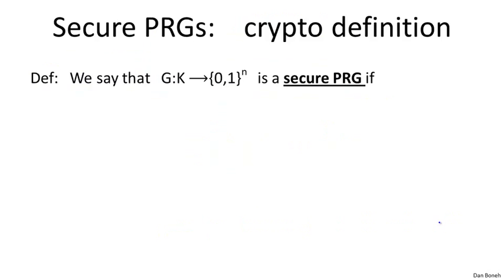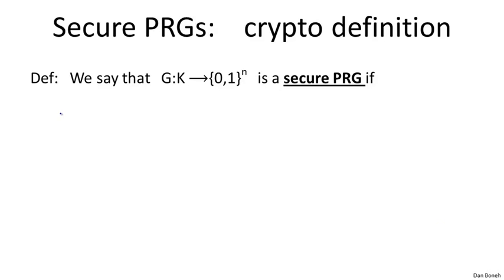Now that we understand what statistical tests are, we can go ahead and define what a secure pseudo-random generator is. We say that a generator G is secure if essentially no efficient statistical test can distinguish its output from random.